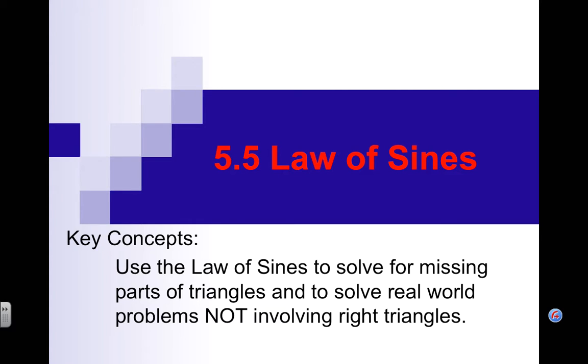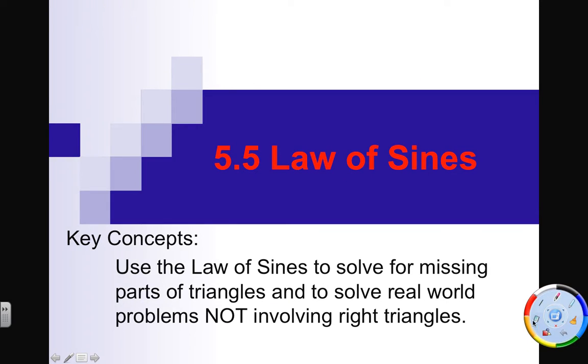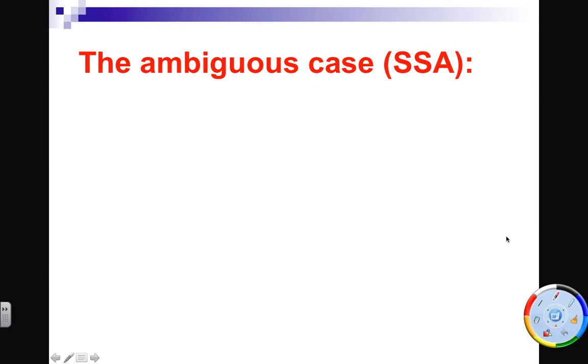Okay, welcome back to the second half of 5.5, Law of Sines, looking at what we call the ambiguous case, the ASS version or the SSA, whichever one you feel more comfortable with. All right, so in the ambiguous case, if you're given something along the lines of a triangle like this, 7, 6, and 30.